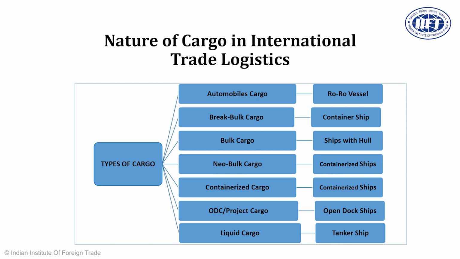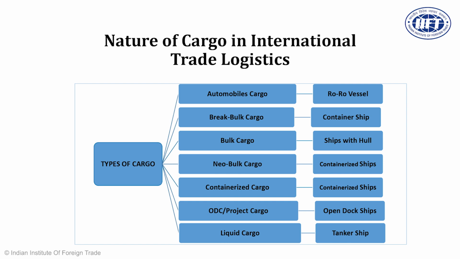Then break bulk cargo, container vessel, bulk cargo, ship with hull. So the ship may have 5 hull, 6 hull, which may be as long as 300 meter, 350 meter. There are holds which carry cargo such as coal, iron ore. So there are holds inside, and there are very dedicated mechanized loading and unloading jetties to deal with such kind of cargo.